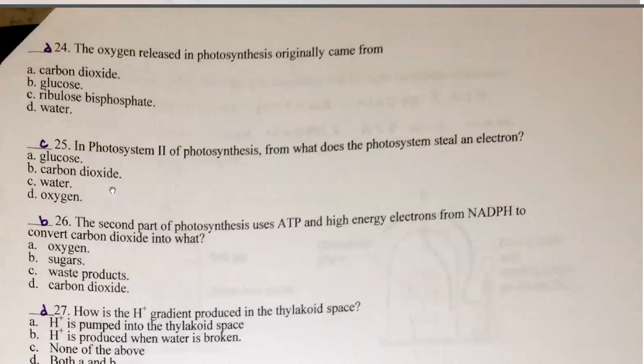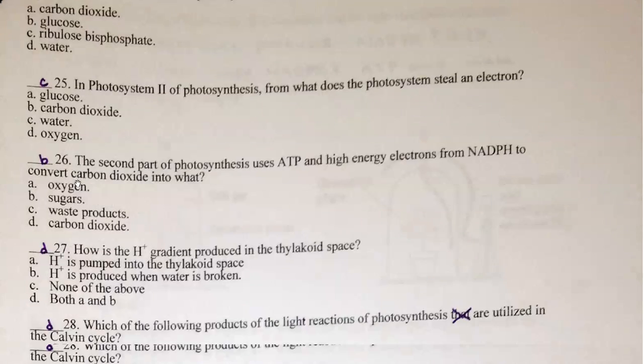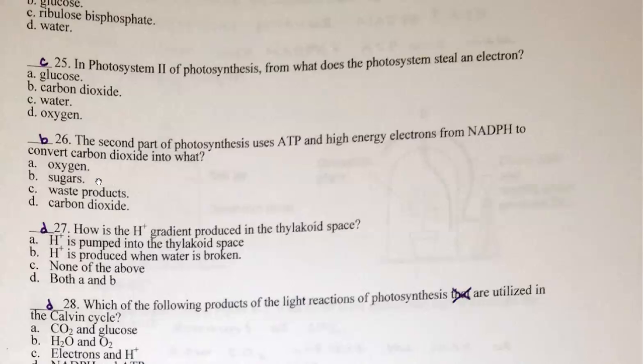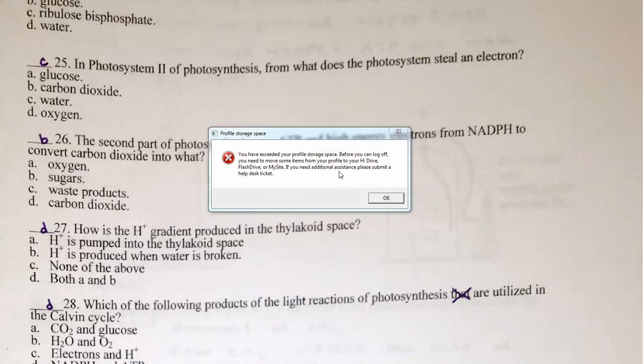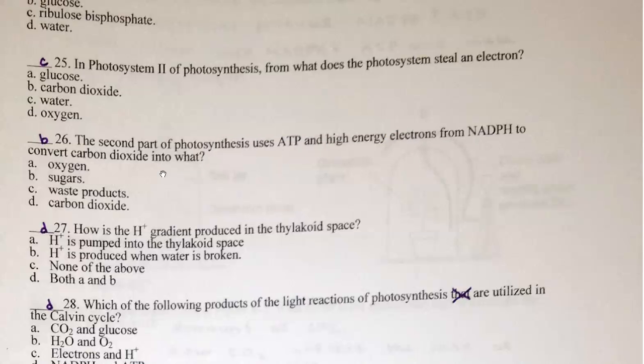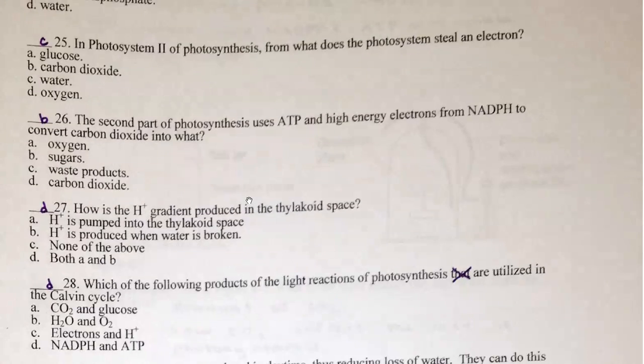Okay, in photosystem 2 of photosynthesis, from what does the photosystem steal an electron? In photosystem 2, from water. That's what we just talked about. The second part of photosynthesis uses ATP and high energy electrons from NADPH to convert carbon dioxide into what? It's being converted into sugars. I'm hoping this is getting repetitive at this point, guys.